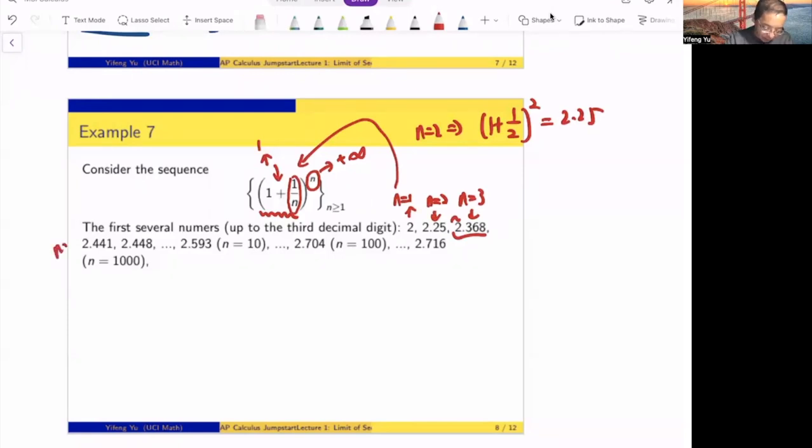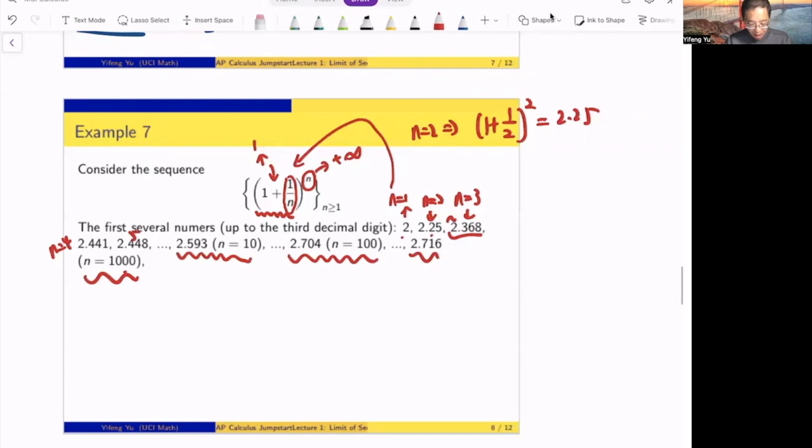And this is n equal to 4, this is n equal to 5, this is n equal to 10, this is n equal to 100, and this is n equal to 1,000, approximately. We just choose the first three decimal digits. Now, when we observe the numbers here, from 2.25 all the way to 2.716, because this is already 1,000, I think this already captures the basic features of the sequence.